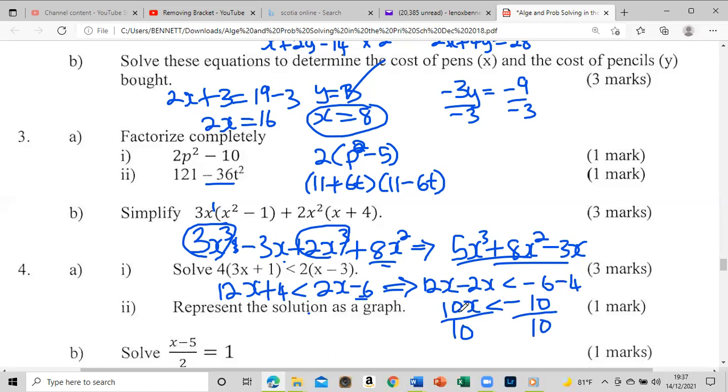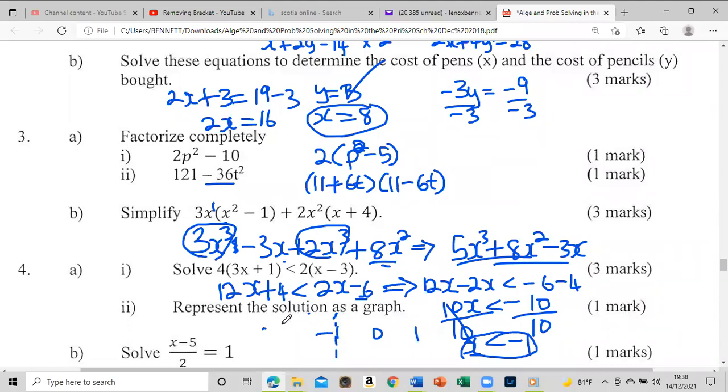Are we done yet? No, because you have to solve. So x is less than negative 1. And they say represent it on a graph, which is the answer here. You have to have graph paper. So this is what you're going to do. Put negative 1 and 0 there. And it's x less than negative 1, so you draw one dotted line where negative 1 is.